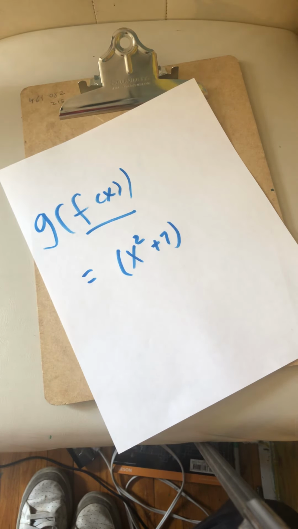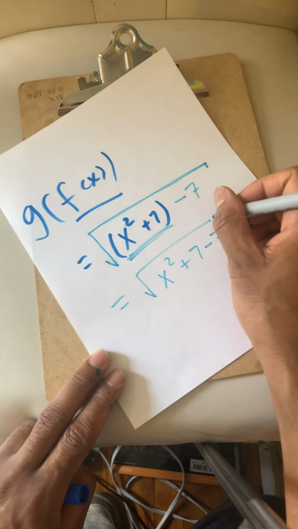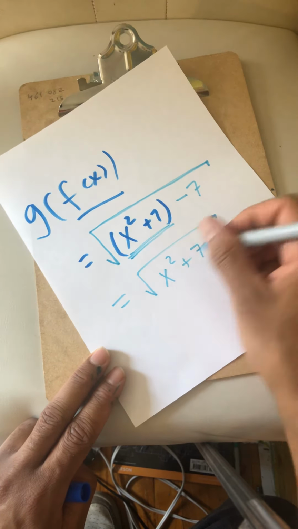Well, of course, here we have x squared plus 7. You don't need a set of parentheses for the first thing because you're not multiplying by the negative or anything. So you can just get rid of the parentheses. All right, so obviously 7 minus 7 is 0. And so now you have the square root of x squared, which is going to be x.